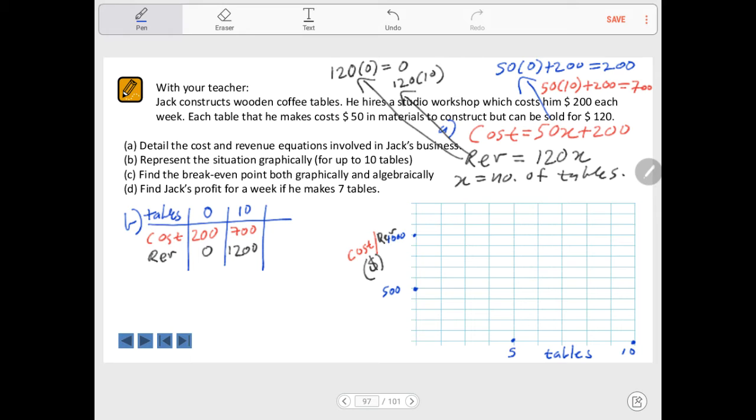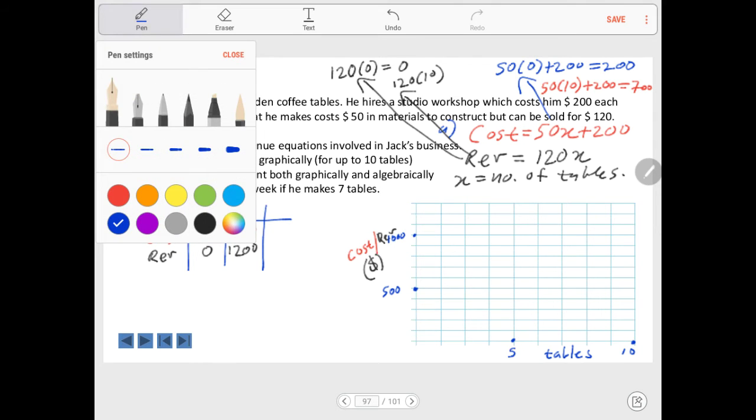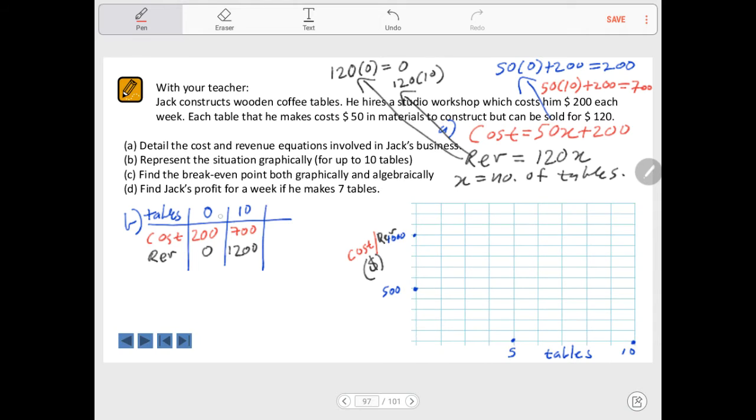Okay, so let's do the cost line first. So for 0 tables, the cost is $200. So we're going to go from here. There's 0 and 200, and I'll put the coordinates on here. That can be helpful. And then we're going up to 10 tables, $700. So all the way over here, 10 and 700. Righto. And then we join those up, preferably using a ruler. So just go and join the dots.